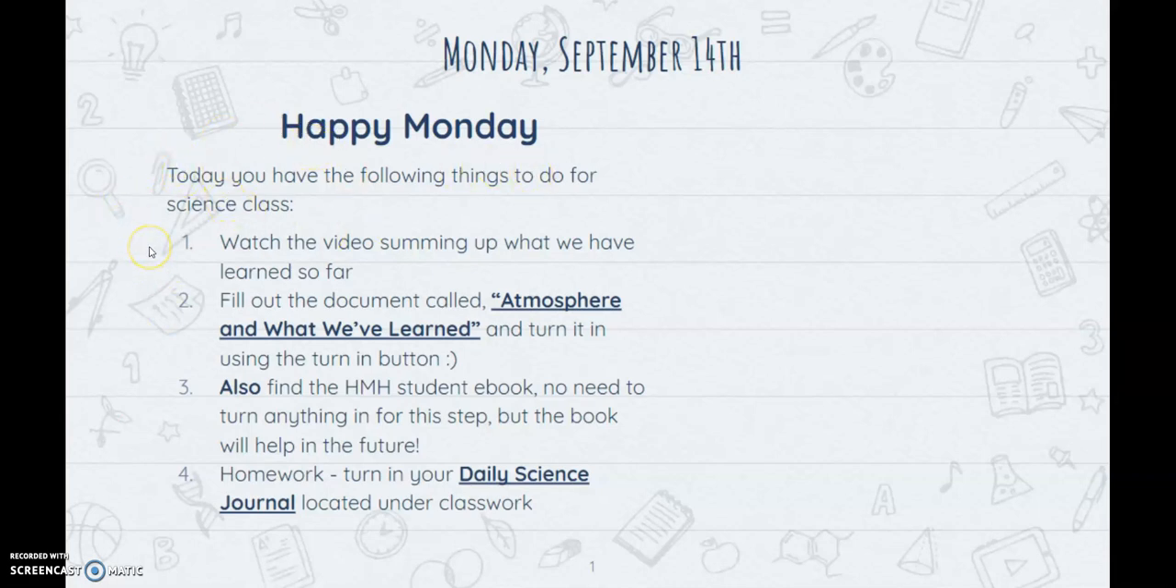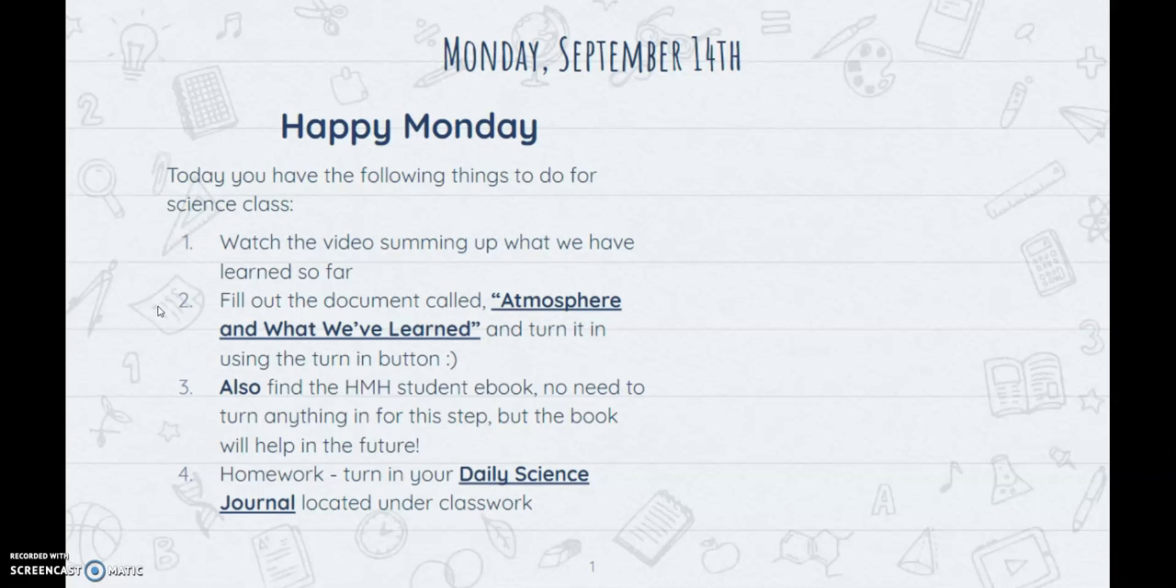1. Watch the video, which you're doing right now. Great job. Way to do step 1. 2. Fill out the document called Atmosphere and what we've learned, and turn it in using the Turn In button, which, as you know, in Google Classroom is in the top right.